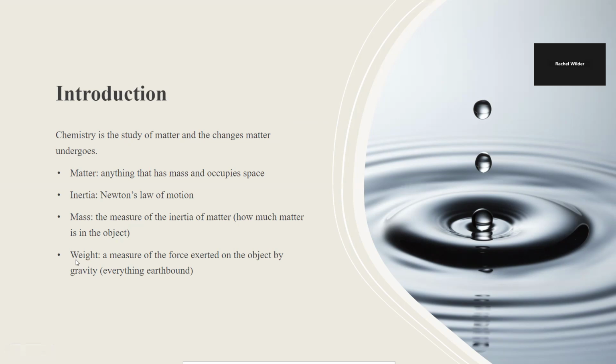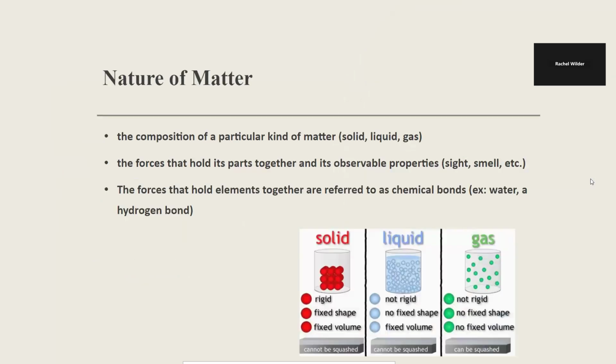So when we talk about weight, it's everything earthbound. Like my weight on Earth would be like 150 pounds. But in space, that's not going to be my weight because there's 0 gravity. I would still have the same amount of mass, though. So weight is specific to gravity, the measure of that on an object.